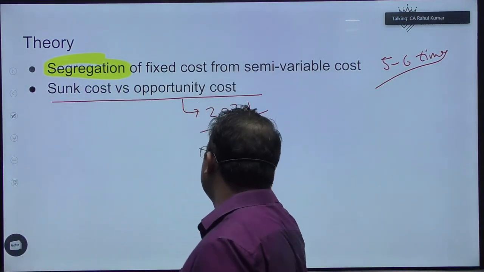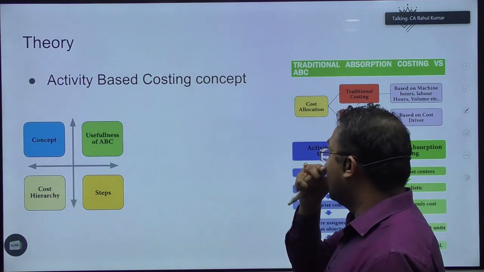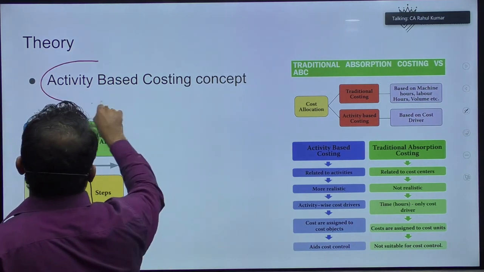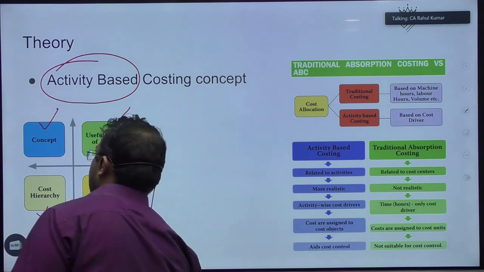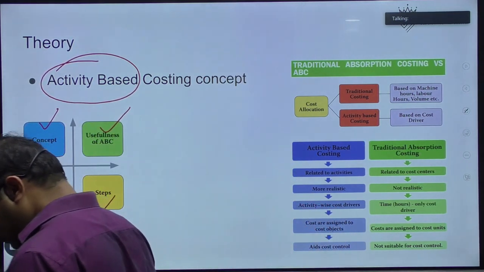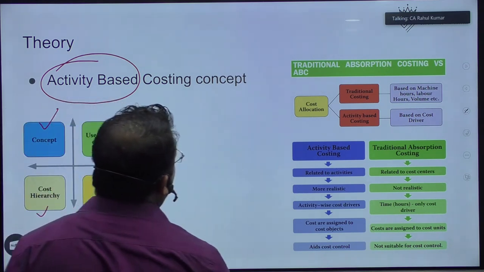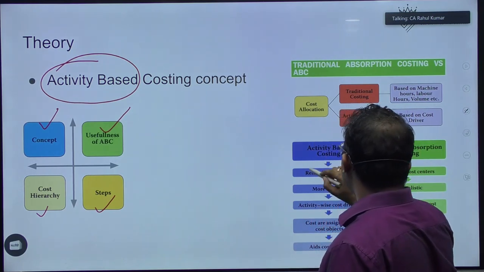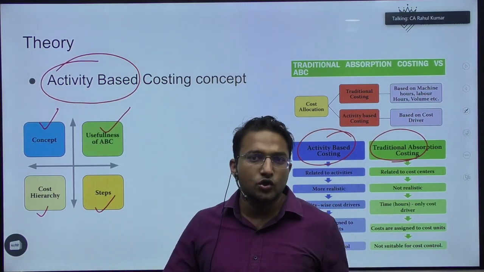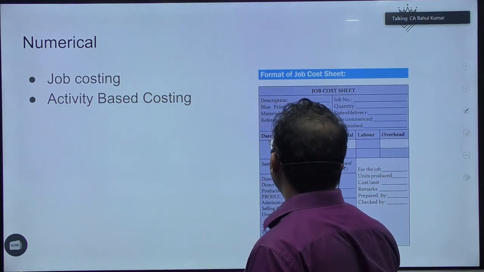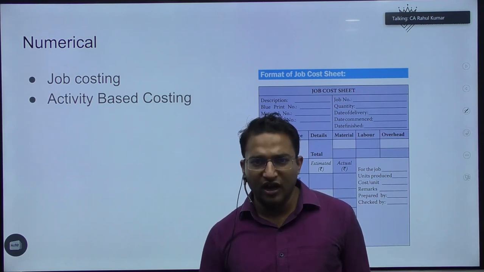Now, the next area is methods of costing: job costing, activity-based costing, right? Here, this activity-based costing is very important. In activity-based costing, you should know the concept, the usefulness, the cost hierarchy, and the steps of activity-based costing, right? Then traditional absorption costing versus ABC. You should know these differences very, very clearly. My point is, in ABC costing, the theory part you should be very strong in, and in the numerical part also you should be good. Even though they will not ask many questions, if they ask a question, you should not miss that. And it is a very simple topic, so it will not even take much time.